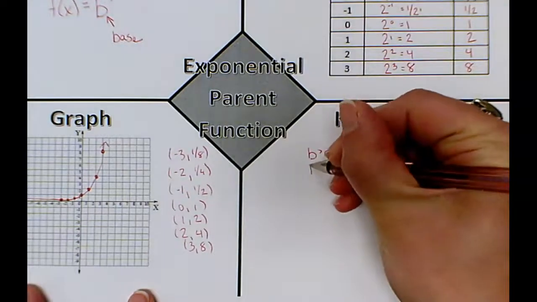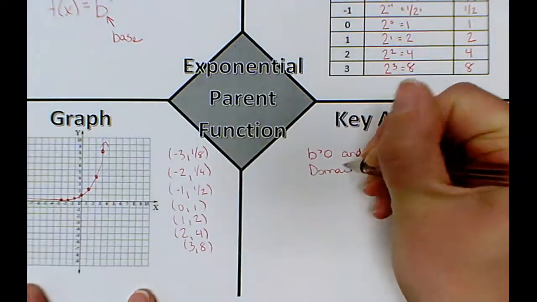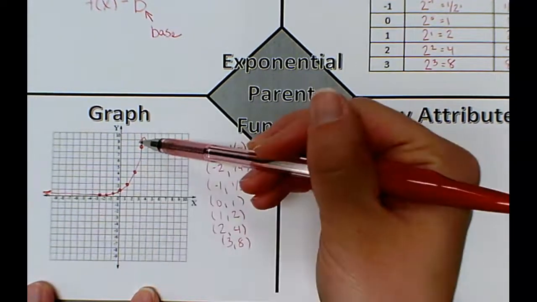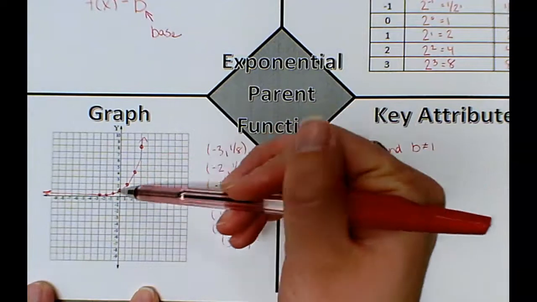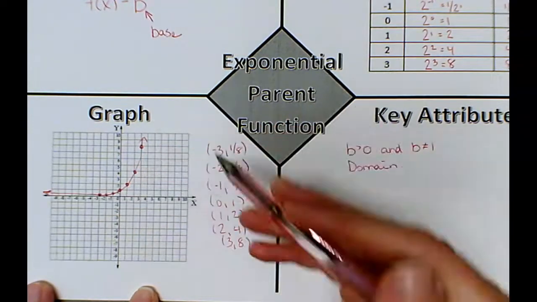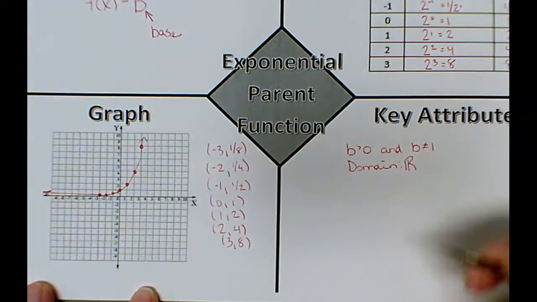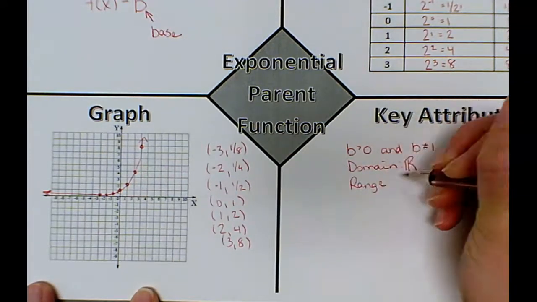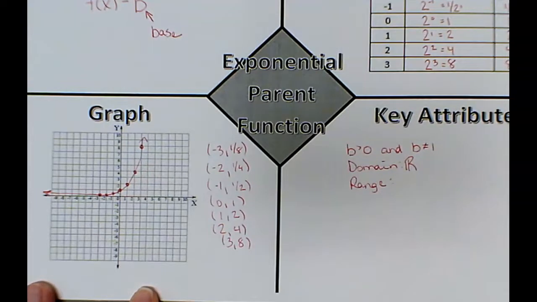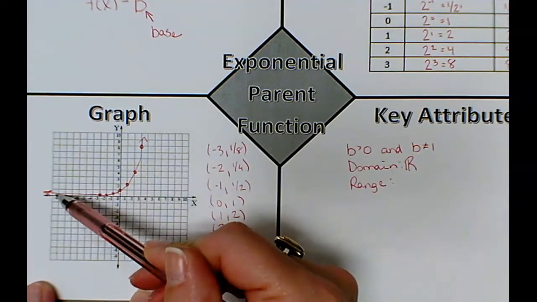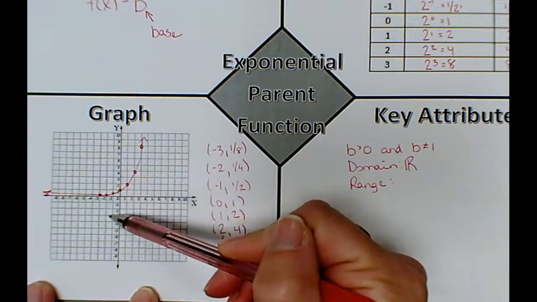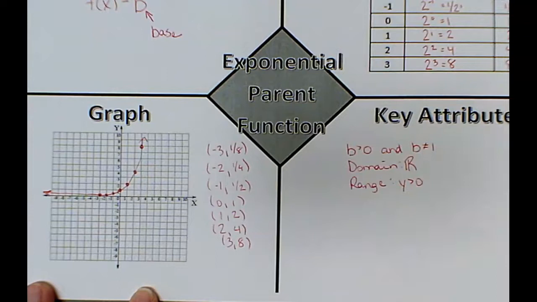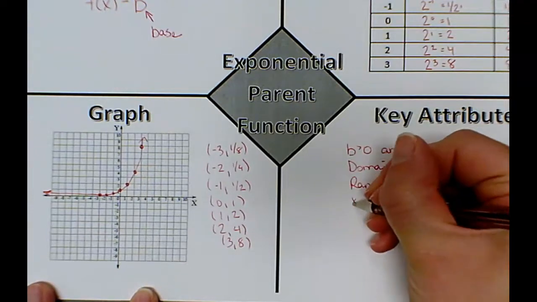The domain, from left to right, I don't have a boundary over here, and I don't have a boundary over here, and there are no holes or vertical asymptotes, so that means my domain will be all real numbers. The range, the y values. Remember, the y values never cross that threshold of 0. So if they never go down here, that means they're always positive, so the y values are always greater than 0.